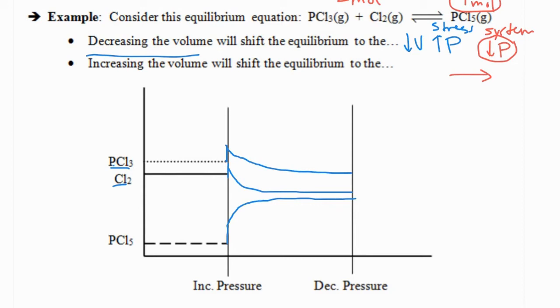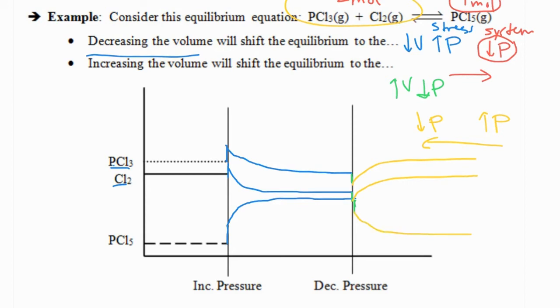If I were to decrease the pressure, so now it says I'm increasing the volume, which means I'm decreasing the pressure. Because I'm increasing the volume, I should see that initially all of these concentrations are going to go down because it's the same amount of stuff, but now in a larger container. I have stressed the system by decreasing the pressure. The system wants to increase the pressure. The side with the higher pressure is going to be the side with more moles of gas. So it will shift to the left. It will make more of my reactants and decrease the amount of my products.